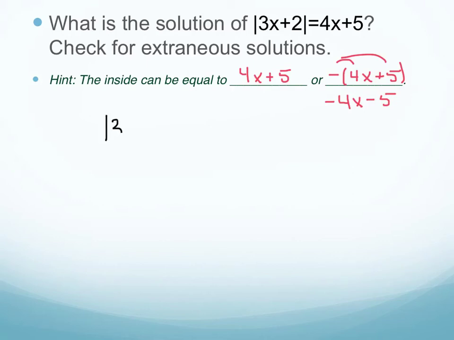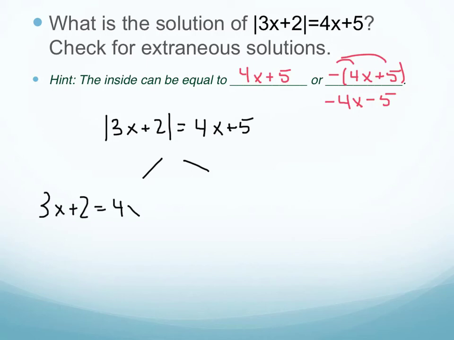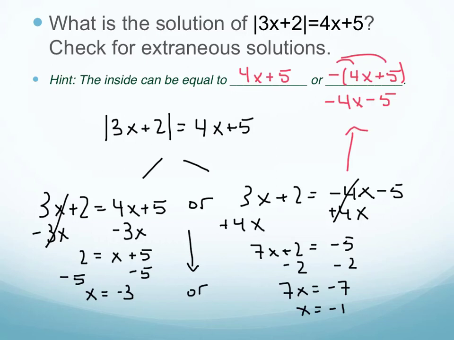So now rewriting my equation here. My absolute value is already isolated, so I don't have to do any additional work. So in order to break out of the absolute value bars, I have 3x plus 2 equals positive 4x plus 5, or 3x plus 2 equals negative 4x minus 5. And remember, we did that right up here. So remember, you change the sign of both of the terms. So if it was initially negative, then you make it positive. So now we just solve each equation. So after solving the equations, we get x equals -3 or x equals -1.